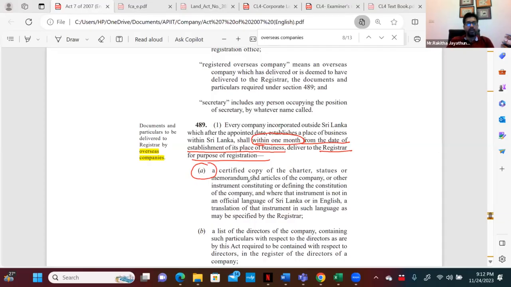So you can just reproduce a certified copy of the charter, statutes, or memorandum and articles of the company or other instruments constituting or defining the constitution of the company. So that is enough. So that is number 1. Then a list of directors of the company containing such particulars.